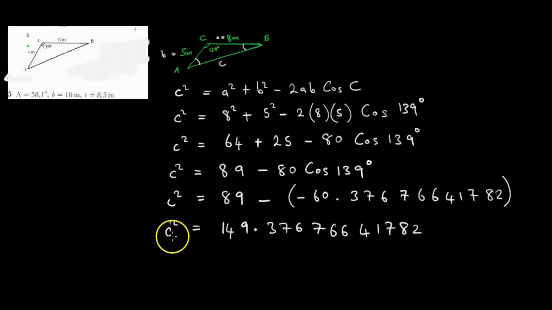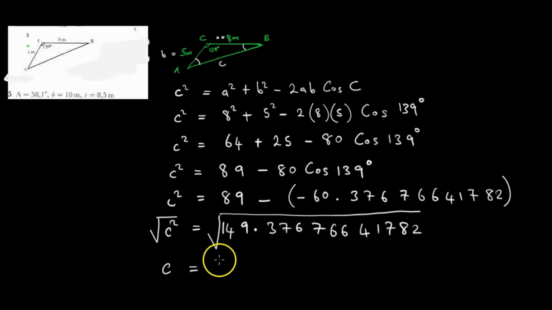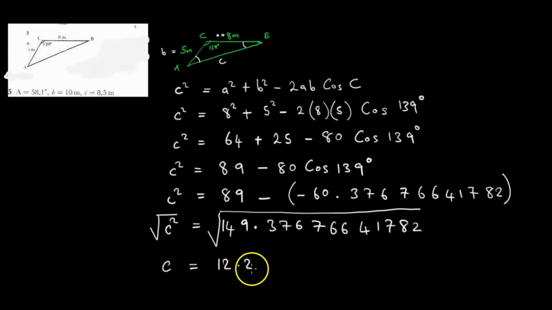149.376641782. But here we have c squared, we want c, so we take the square root here, then we also take the square root here. So c becomes equal to, the answer we are getting is 12.22197882578. But since we must write our answer to 3 significant figures, which is the degree of accuracy we use when we are not given a specific degree of accuracy, our answer is going to be 12.2. That is the value of c.